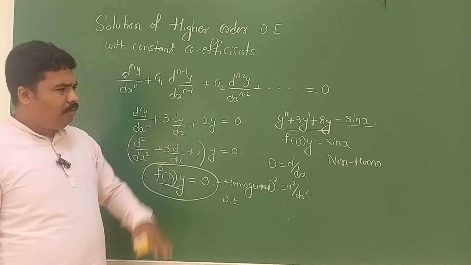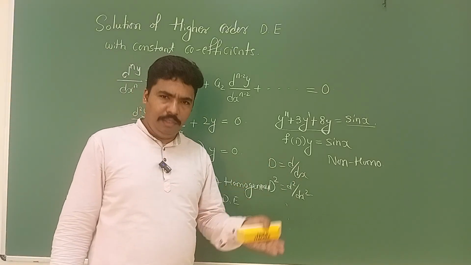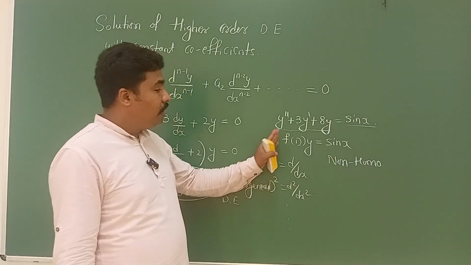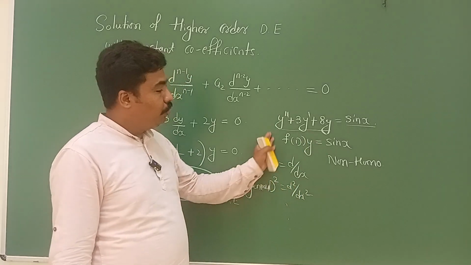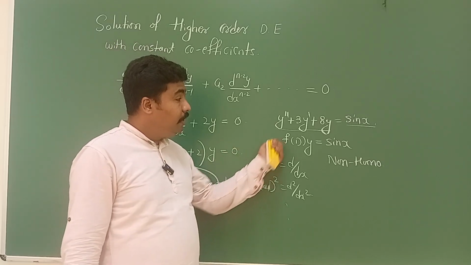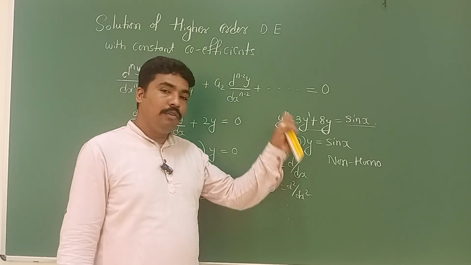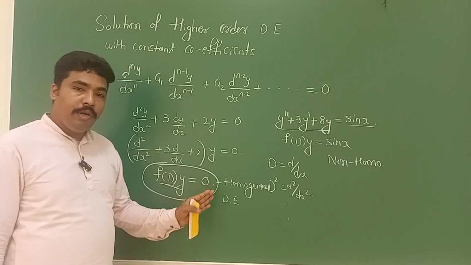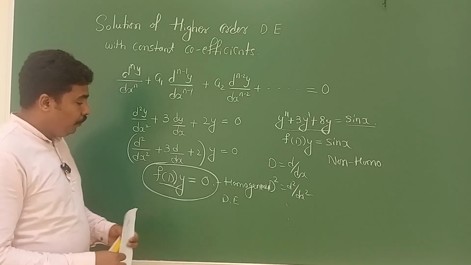But the non-homogeneous differential equation is a little lengthy. It contains two types of solution: one is the complementary function, the other is the particular integral. If we write the complementary function together with the particular integral, that will be the solution of the non-homogeneous differential equation, and we call it the general solution also. When it comes to a homogeneous differential equation, the complementary function itself is the general solution.